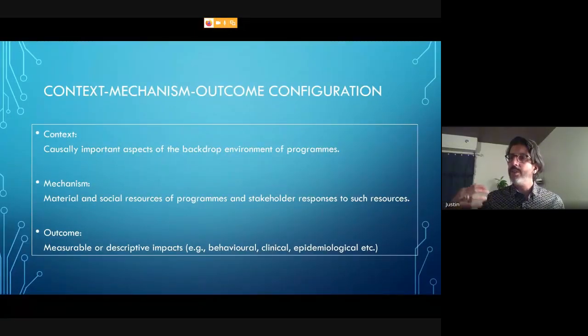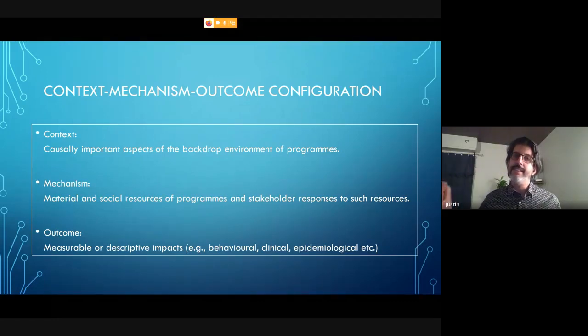In other words, those aspects of an intervention's environment that have an impact on why a program is working or not. There are many aspects to context that are not necessarily causally related to the outcomes of interventions, or they are very weakly related, but there are some aspects of context that are absolutely critical for the functioning of interventions. So in a realist analysis, we want to harness those key pieces of context that are absolutely critical in understanding how a program is working.